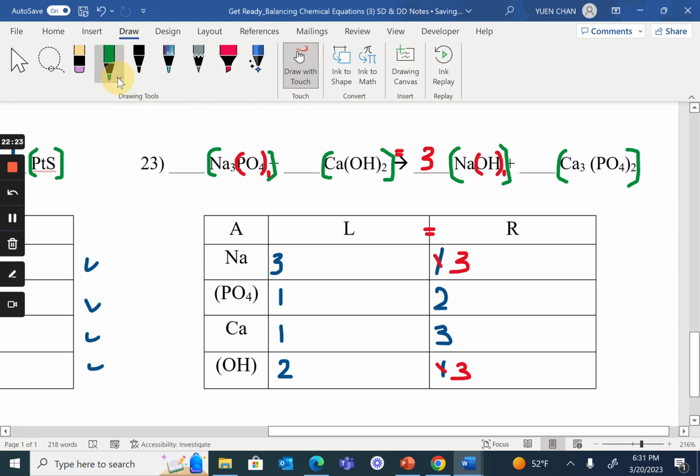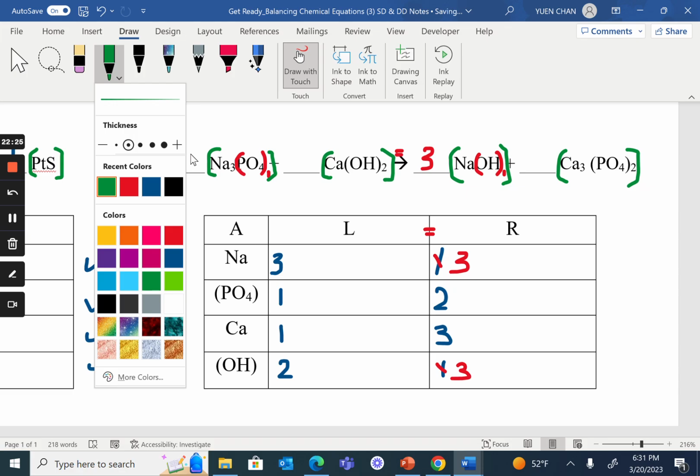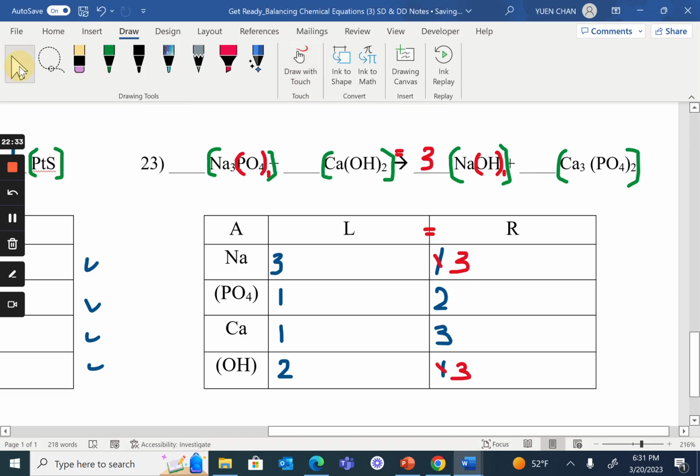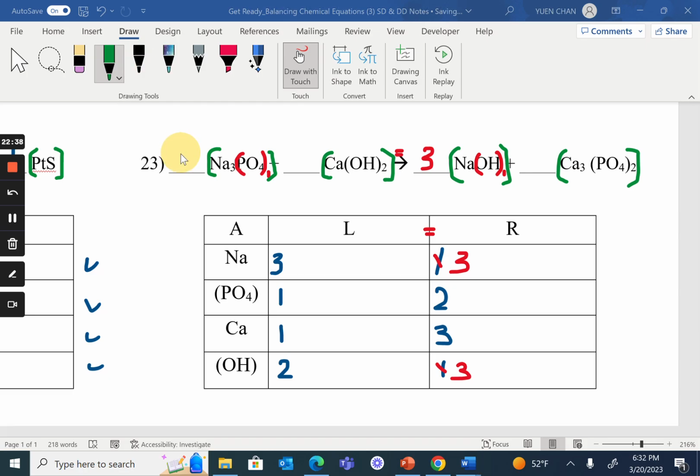Wait. How come I cannot write anything? So I'm going to try to put the 2 in front of the Na3PO4 to make the PO4 2, right? So here will be 2 on the left, right? But then I also change my Na to be 6.